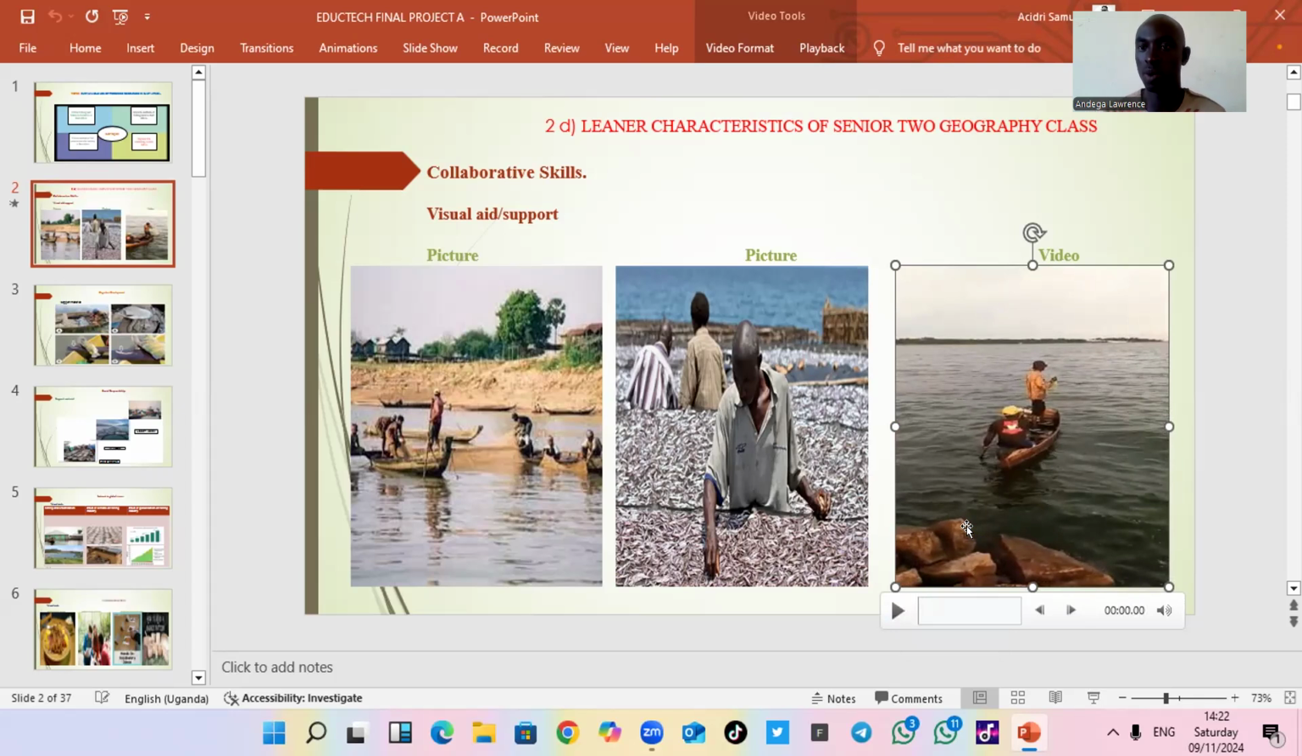So it is not one person fishing. In collaboration, there are always two to three parties involved. So that is an example. It can make learners gain more skills in collaboration as they are embracing it.